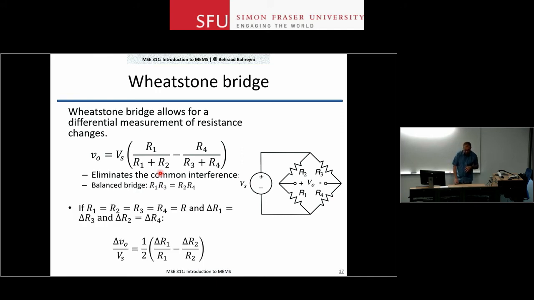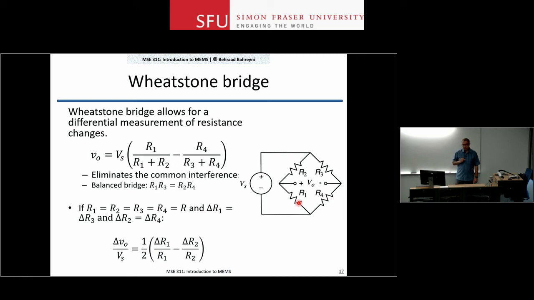There are a few situations. At the end of the story, if you have similar resistors all around, they don't have to be the same, but if they are similar, this is the change in the output as a function of variations in the input. So the change in the output is half of delta R1 over R1 with that simplification, minus half of delta R2 over R2. Now, that doesn't look like a good idea. If delta R1 and delta R2 are similar, I'm in trouble. I get zero output.